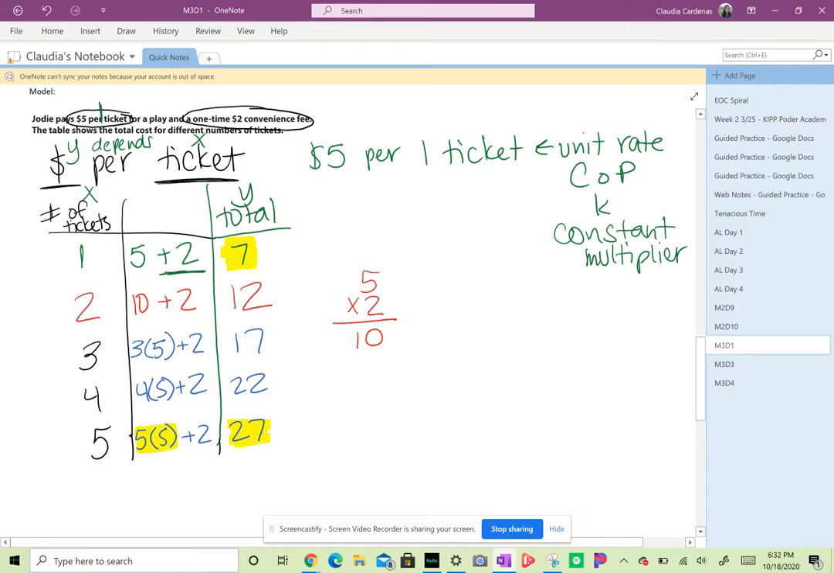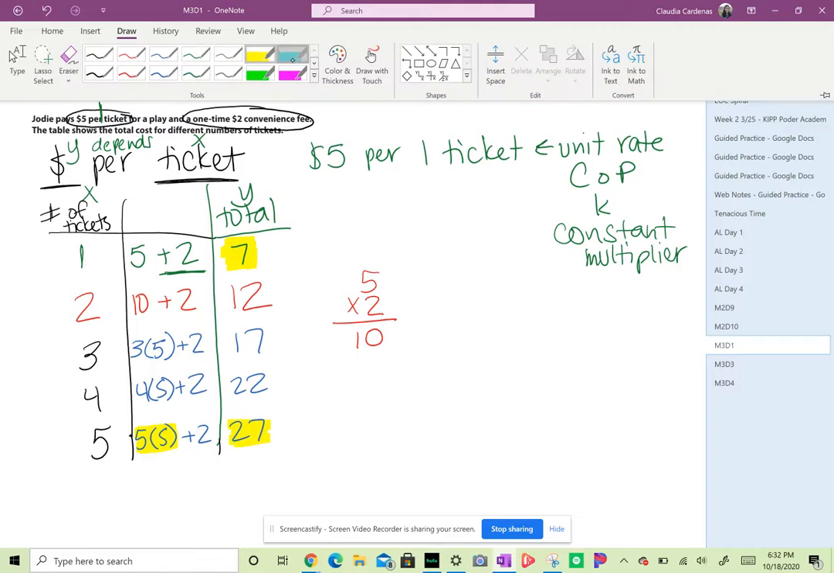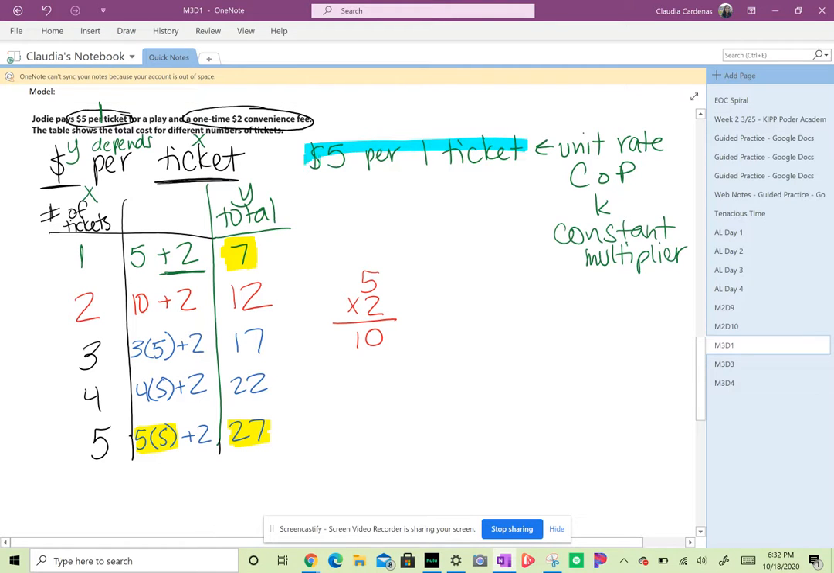Okay, let's think about this. We still have a constant multiplier, right? Our constant multiplier or our unit rate was $5 per one ticket. We labeled that in the very beginning. But after that, we weren't finished. We then had to add the fee to get our final total.